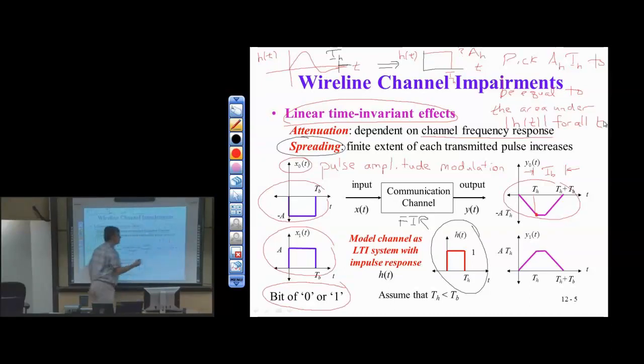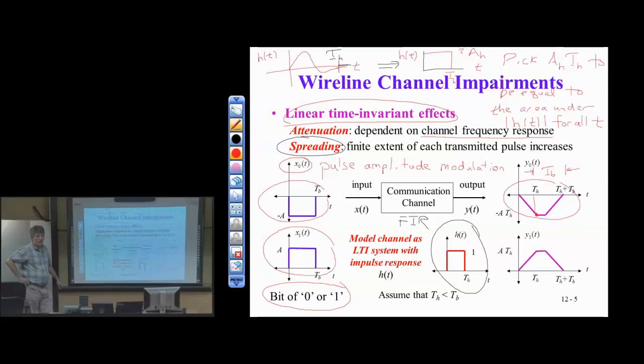Remember, we want to match area, or we could match area in the absolute value sense, or we could match energy, which would be the absolute value squared. Or I can match 90%, or pick an arbitrary value. All right, so we do this in practice.